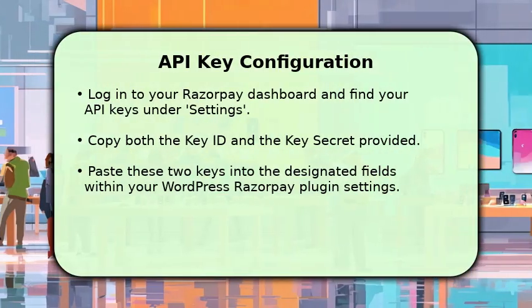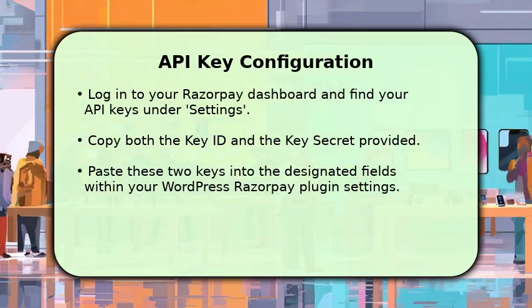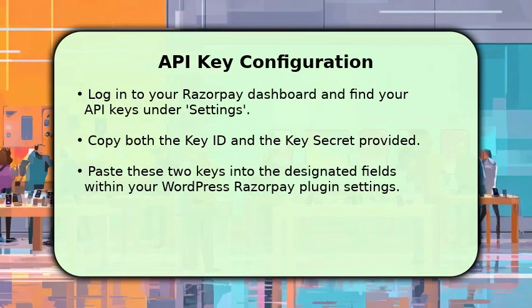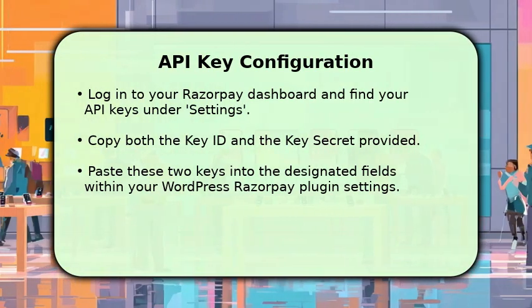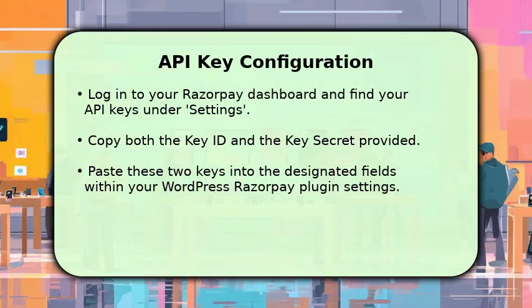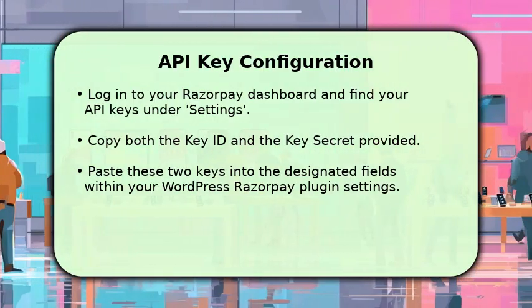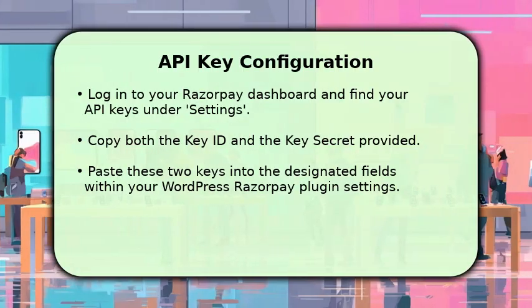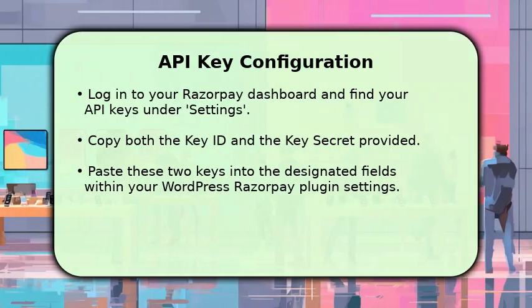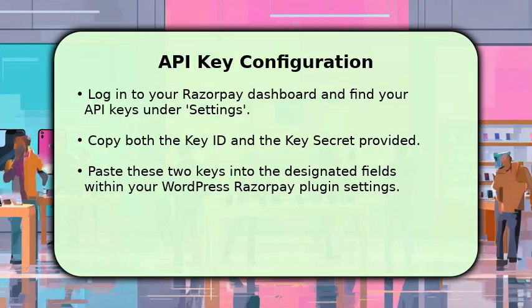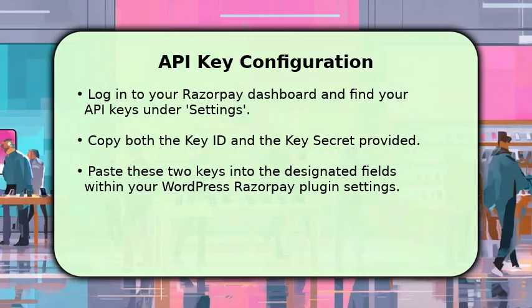Next, you will need your Razorpay API keys. Log into your Razorpay dashboard, go to Settings, and then API keys. You will find 2 essential keys, the key ID and the key secret. Copy both of these carefully. Return to your WordPress dashboard, find the newly installed Razorpay plugin settings, and paste these keys into the designated fields. This securely links your WordPress site to your Razorpay account.